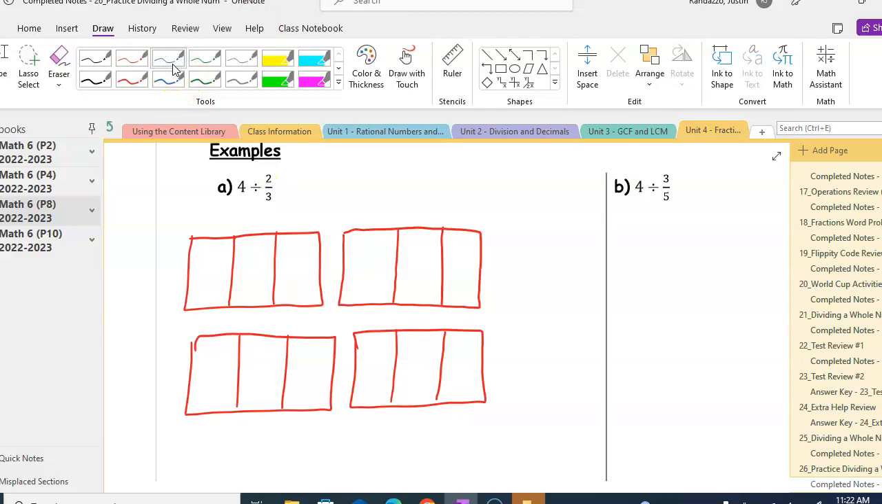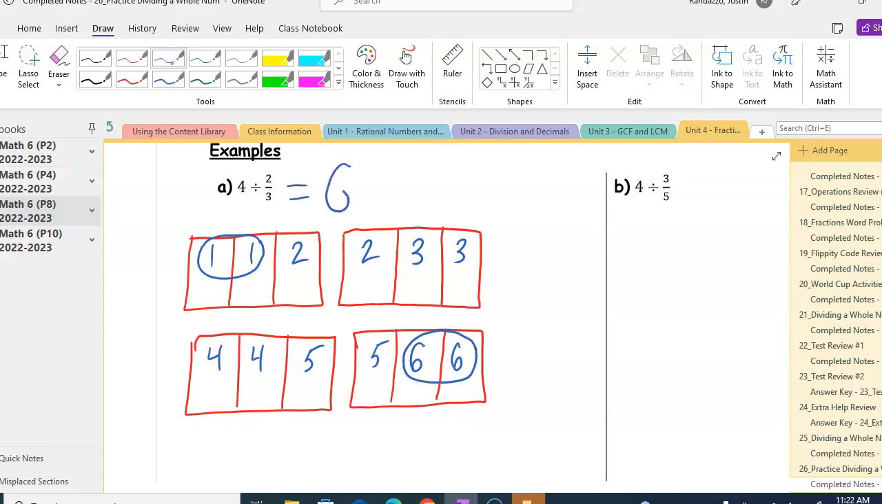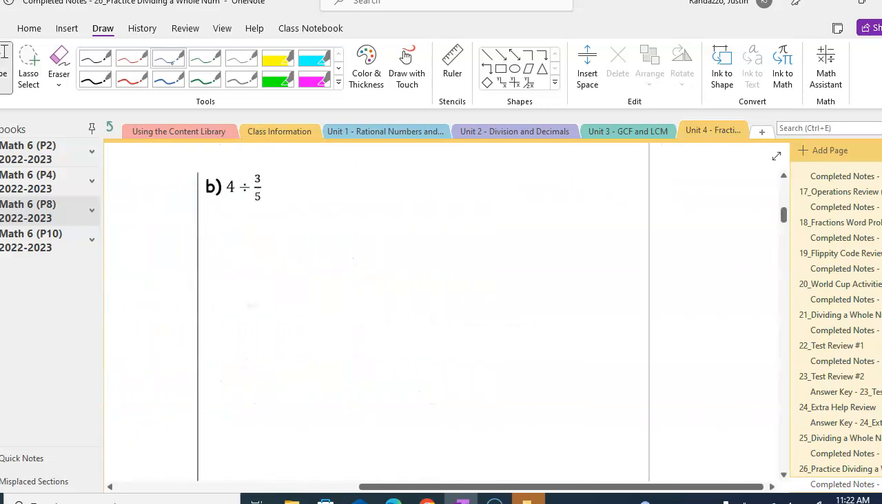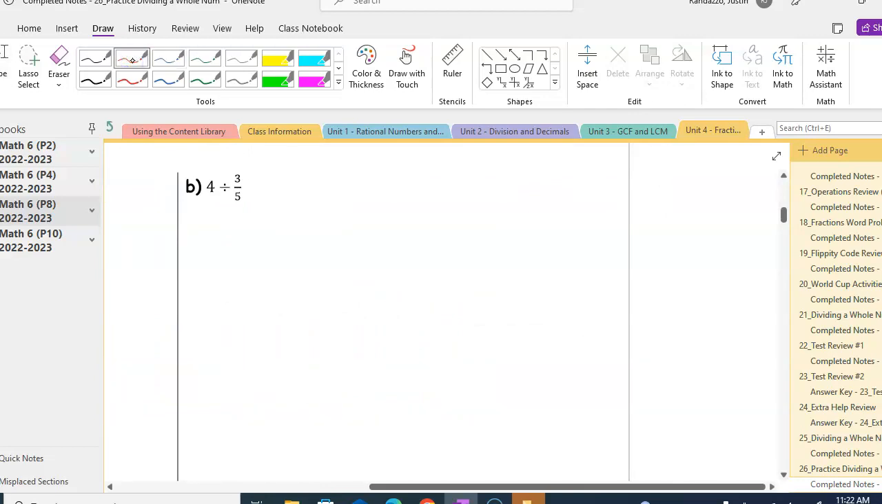So 2/3 means that every 2 parts will make a complete group. So here's a group of 2/3, then our second group of 2/3, and our third group of 2/3, and the fourth group, and the fifth group, and then there's a 6th group of 2/3. This one divides evenly because all of those groups have 2 parts, meaning 2/3. So 4 divided by 2/3 just gives us 6. The next question is one that won't divide evenly. So when you go over to B, we have 4 divided by 3/5.